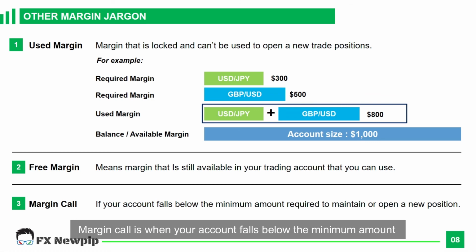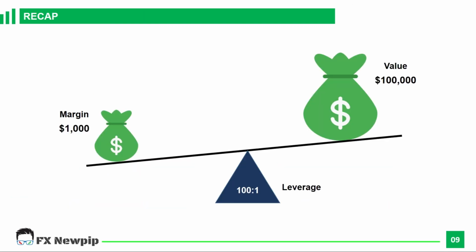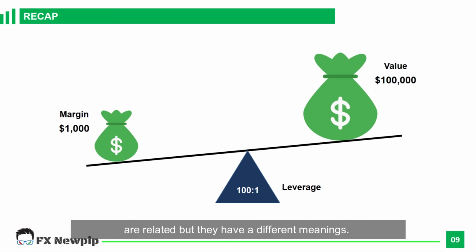Margin call is when your account falls below the minimum amount required to maintain or open a new position. Remember slide 3, the graph or thermometer of your margin? When it falls under the alert zone, please be careful. To recap, margin and leverage are related but they have different meanings. When you start with forex trading, you will find your available margin at the bottom of the MT4 or MT5. Or you can use a margin calculator that is available online.